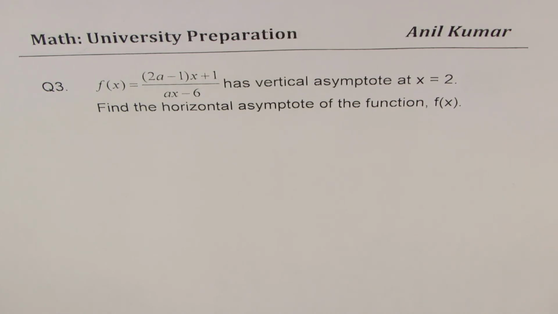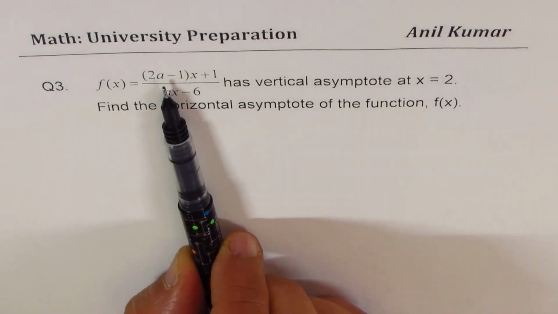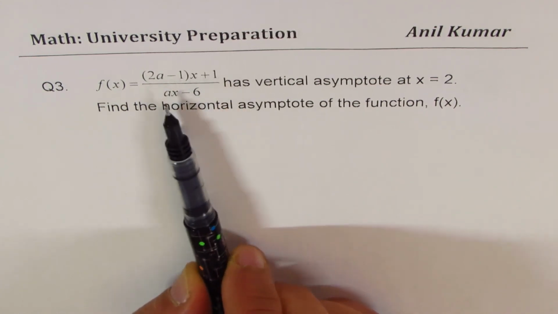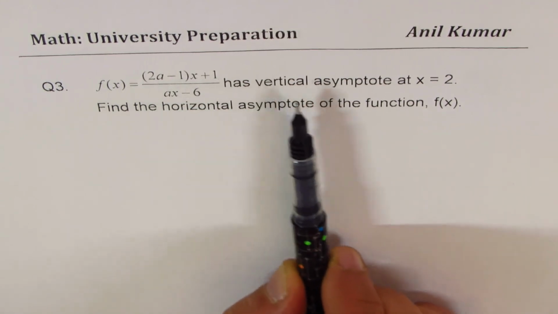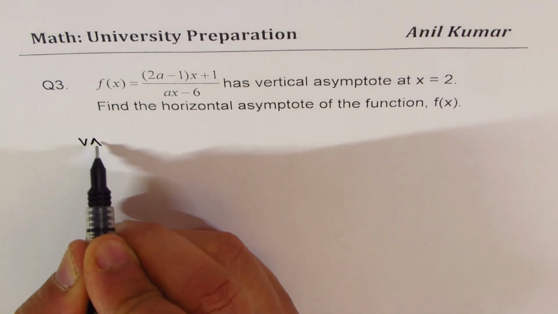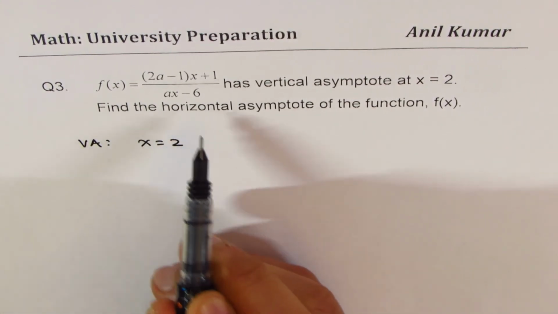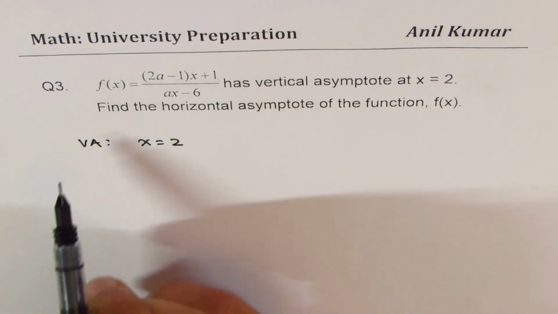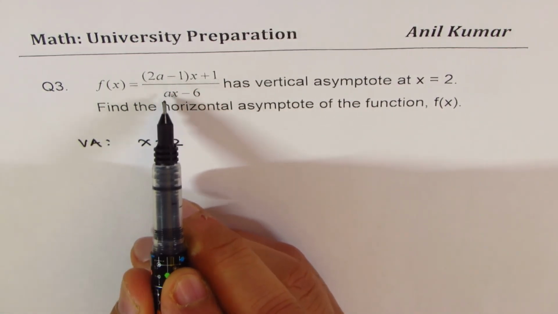A very good question here. You are given f of x equals (2a minus 1) times x plus 1, divided by ax minus 6, and it has a vertical asymptote at x equals 2. So let's write down: vertical asymptote is at x equals 2. Find the horizontal asymptote of this function. That means you have to find the ratio of these two leading coefficients.